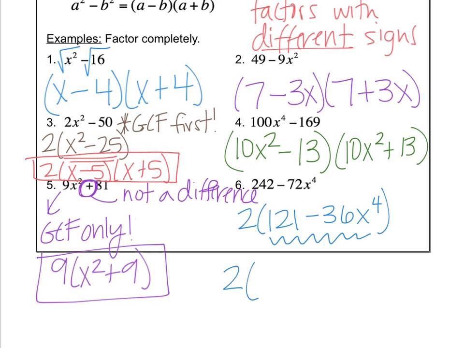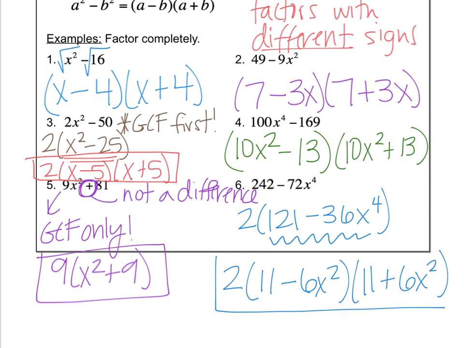What's going to happen to 121? It becomes 11 minus 6x squared, good. And then my other factor? 11 plus 6x squared. And again, the whole idea here is if I put those back together, I'm going to get the 121, the middle stuff's going to cancel, and then I'm going to get the negative 36x to the 4th. You should be able to look at it and see that it goes back together.